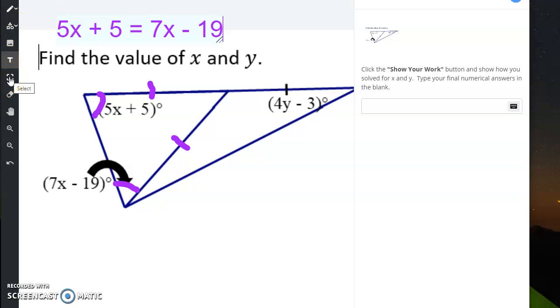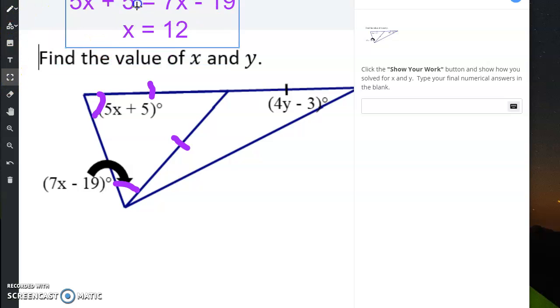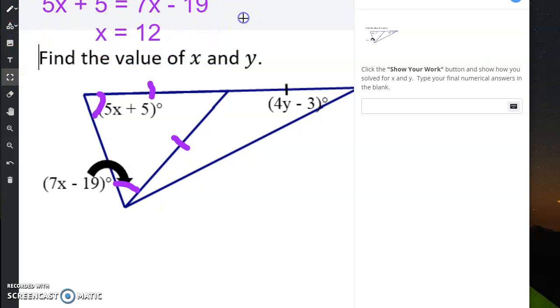Then, when I solve that, I get x to be 12. Okay, because you would get 2x equals 24, divide by 2, x equals 12. Okay, but then we actually have to take that and use it to figure out more of the problem.